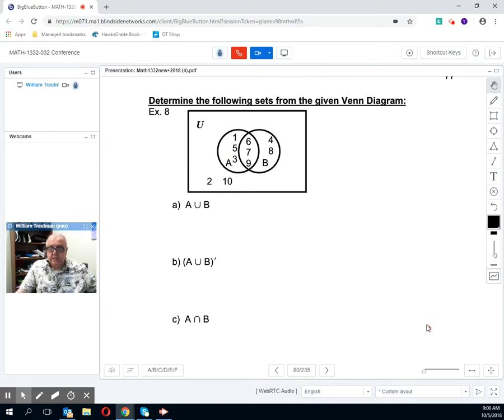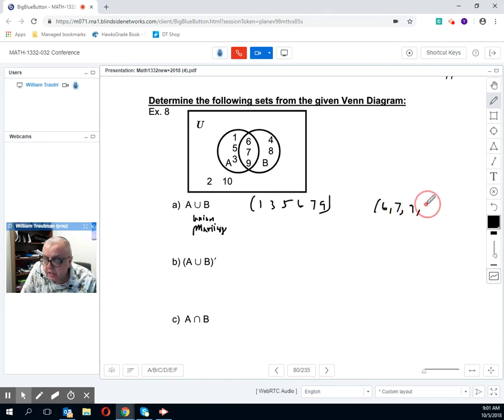All right, so let's take a look at this one. Here's the universal set, and we want to find a union. Union is a marriage, right? When you form a marriage, it's a union. So everything that's in A is 1, 3, 5, 6, 7, 9. That's all A. Everything in B is 6, 7, 9, 4, and 8. So this is everything in A. This is everything in B. We're going to form a marriage, a union.